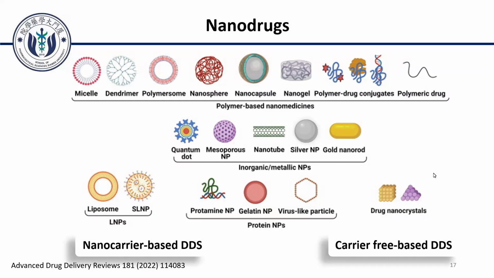So until today, there are many nanodrugs that have been developed. What I show here is also from a review paper, Advanced Drug Delivery Reviews, from 2022. It classified two types of nanodrug system, carrier-based and carrier-free drug delivery systems. The nanocarrier-based drug delivery system can further be divided into four main categories: polymer-based nanomedicine, inorganic, like metallic nanoparticle-based drug delivery systems, liposome, which is a very popular one, and protein-based nanoparticles.